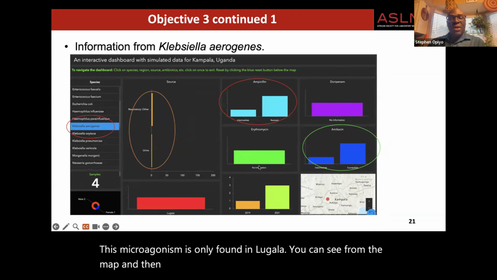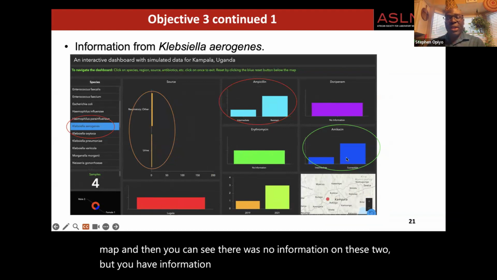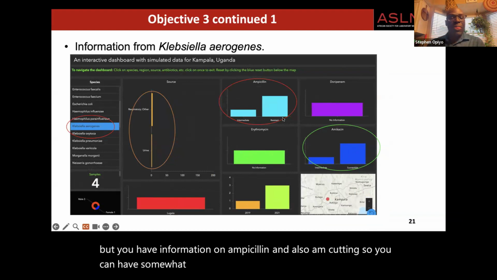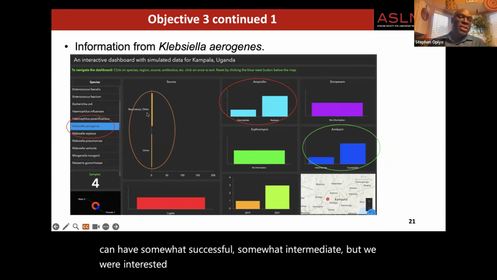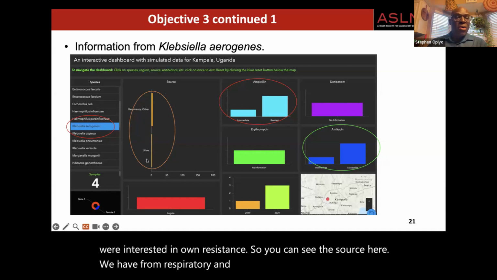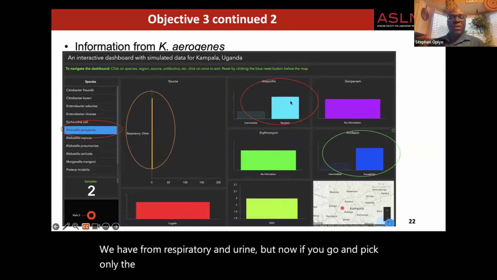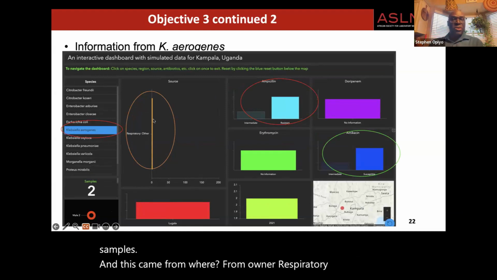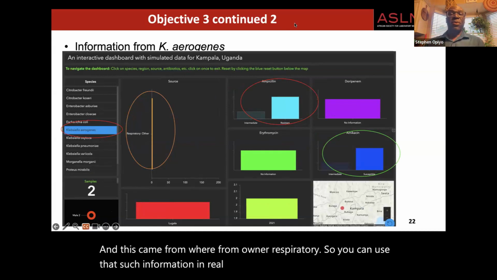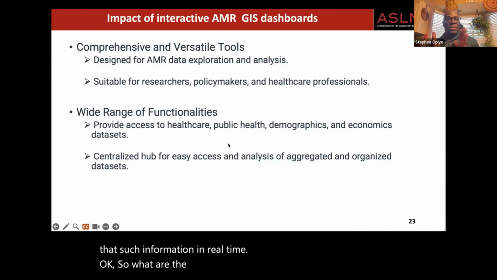And then you can see there was no information on these 2, but you have information on ampicillin. Some are susceptible, some are intermediate, but we were interested in only resistance. For the source here, we have respiratory and urine. But if you pick only the resistant ones, you can see only this one. There are 2 samples, and they came from only respiratory. So you can use such information in real time.